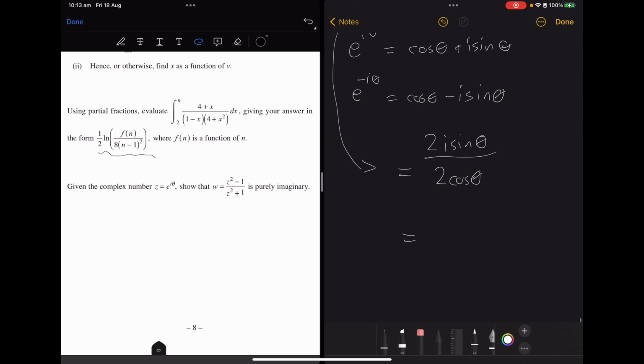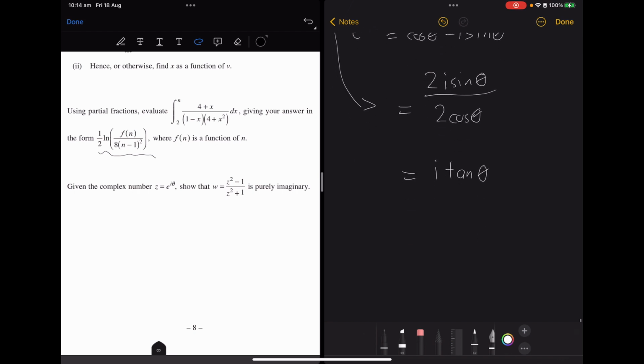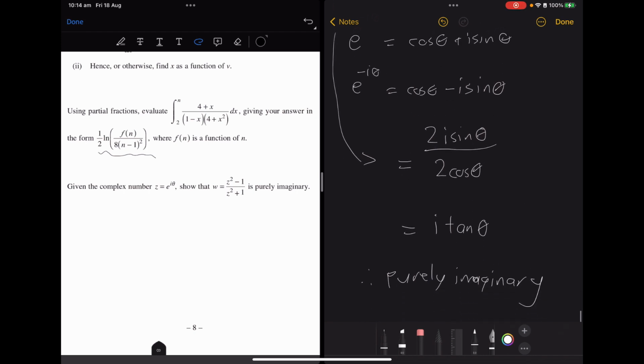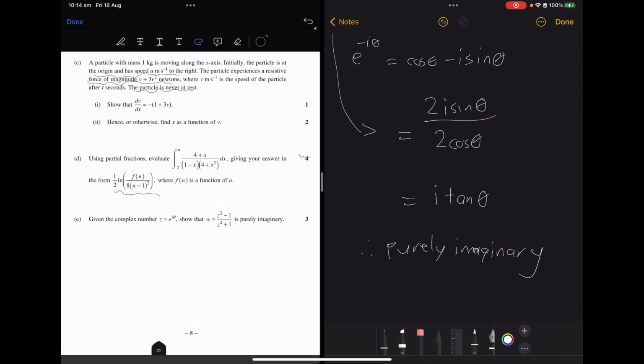And that's a pretty easy solve. That's just 2 over 2 is 1 i, and sine over cos is tan theta, which is purely imaginary. And that will be it for part E and question 12 overall.